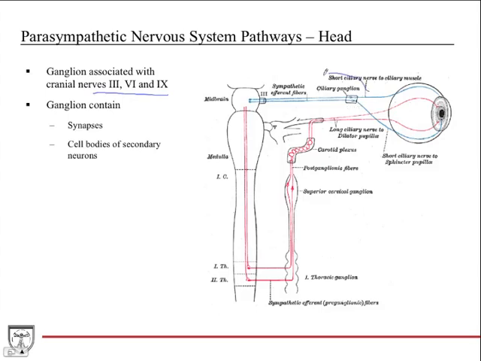So here you have the ciliary ganglion as an example. These blue fibers coming in are the preganglionic fibers. They synapse here in the ciliary ganglion, and then the postsynaptic fibers go on to innervate the sphincter pupillae muscles, which help regulate the diameter of the eye, regulating how much light comes into the eye. That's where the synapse occurs, and the ganglion contains the synapses and the cell bodies of the secondary neurons, so it's pretty standard.